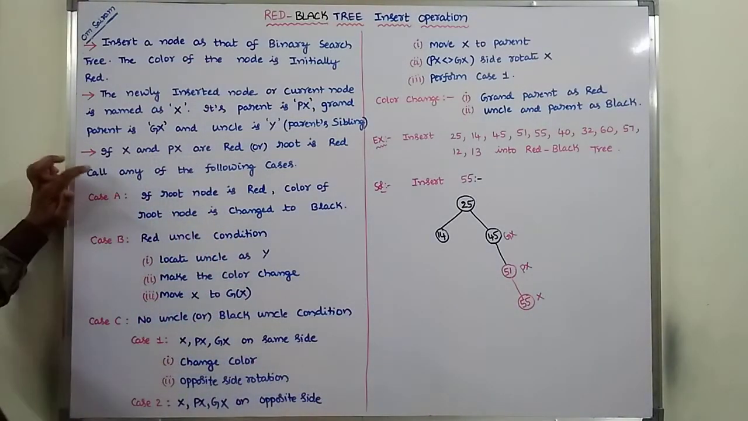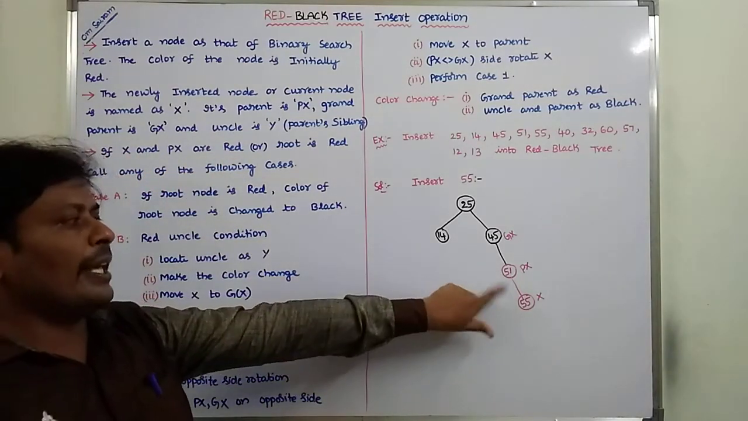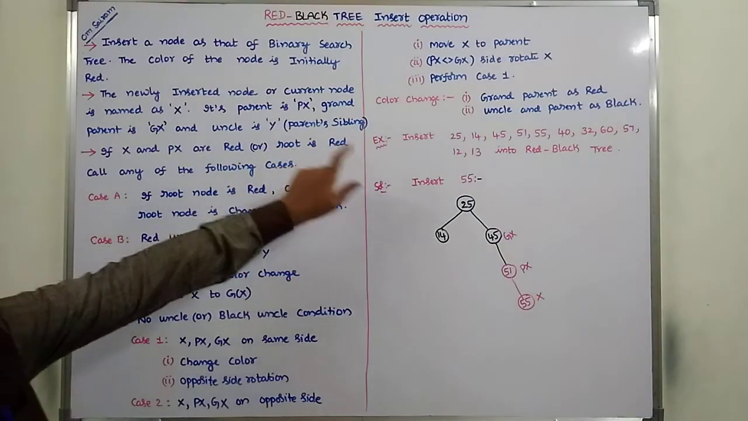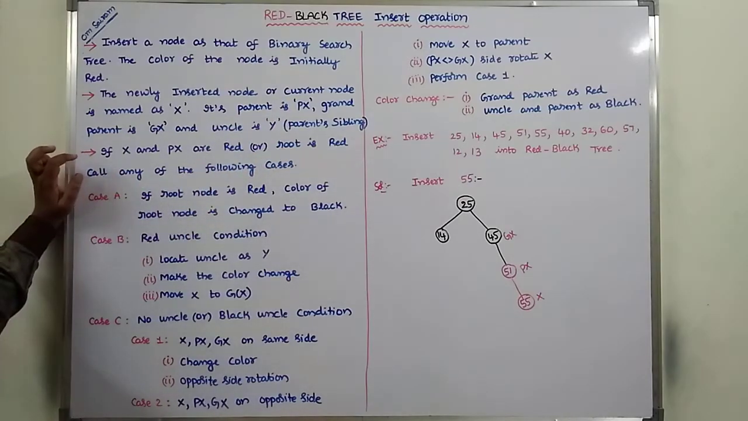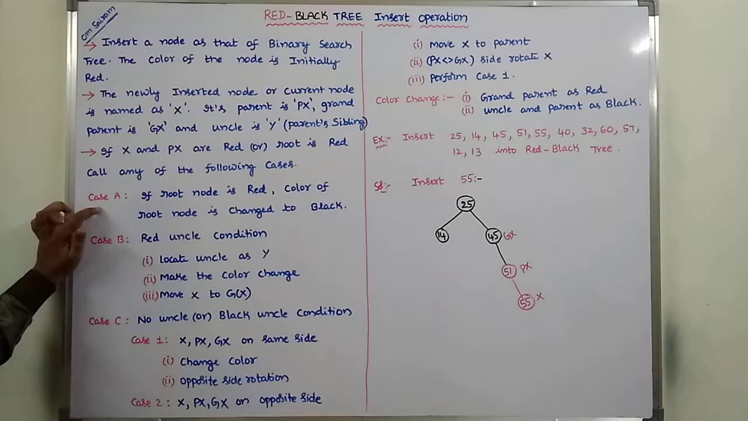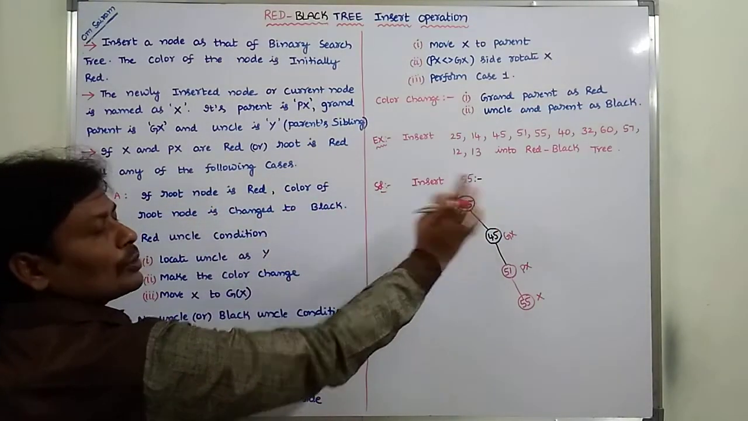Next, if X and PX are red. Yes, X and PX are red. Then root is red? Root is not red. This is true and this is false. Total is true. Then call any of the following cases. Case A is not suitable because root node is red. No, root node is black.